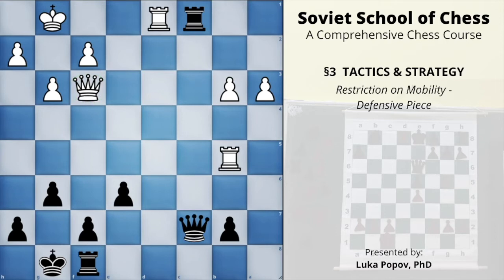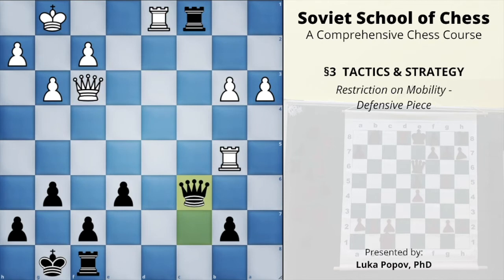So let's do how to exploit it. If this queen has limited mobility, then we should think about how to attack the queen. And the attacking move and the winning move is queen to c6, attacking the queen. And now this works because once this rook is taken, it will be with check.